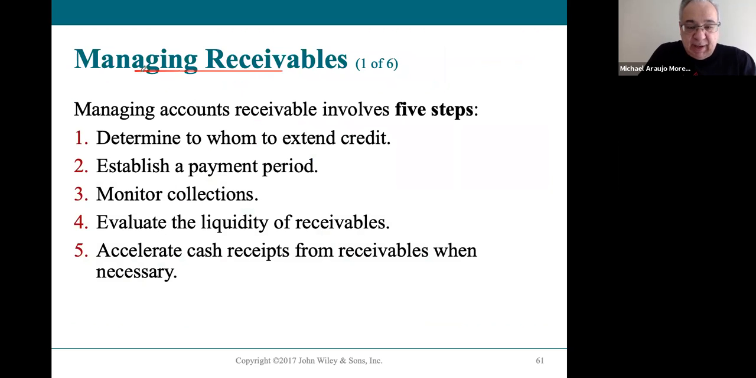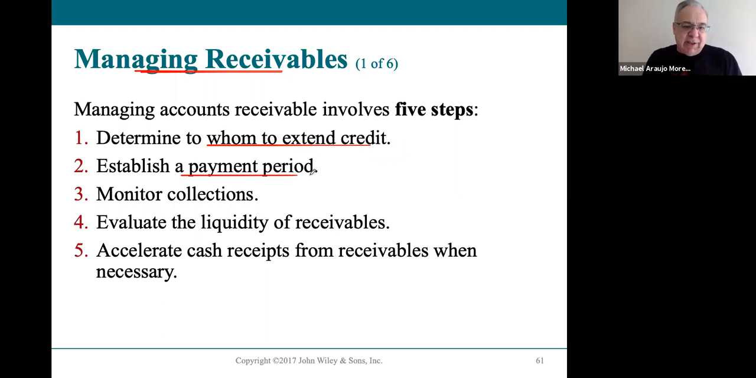Managing receivables is a big and very important business. These are mostly for business to business transactions, right? So when one business does business with another business, they have to decide, are we going to extend any credit? Are we going to allow them to buy on account? Because that sets up the receivable right away if they do. So who do you extend credit to if you're a business doing business with other businesses? And then what's the payment period?